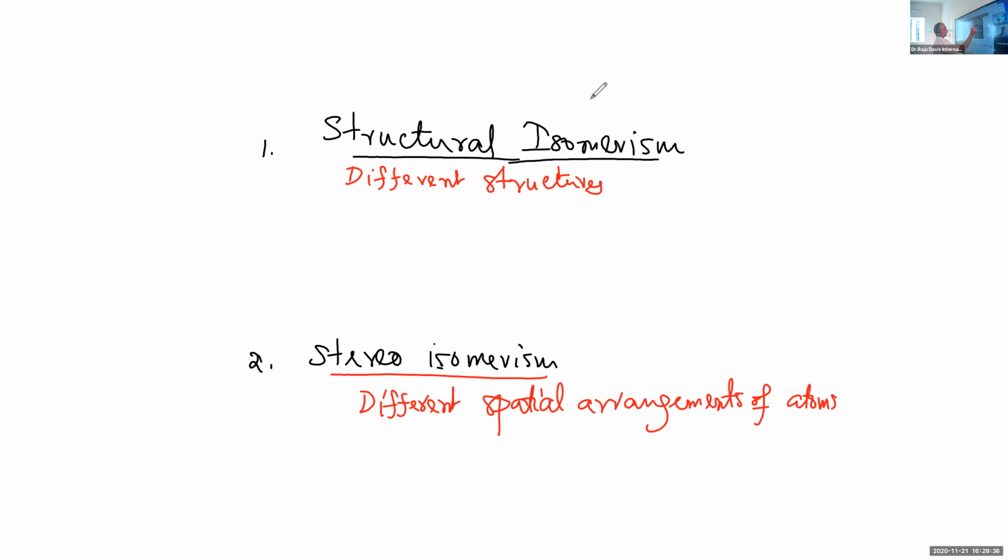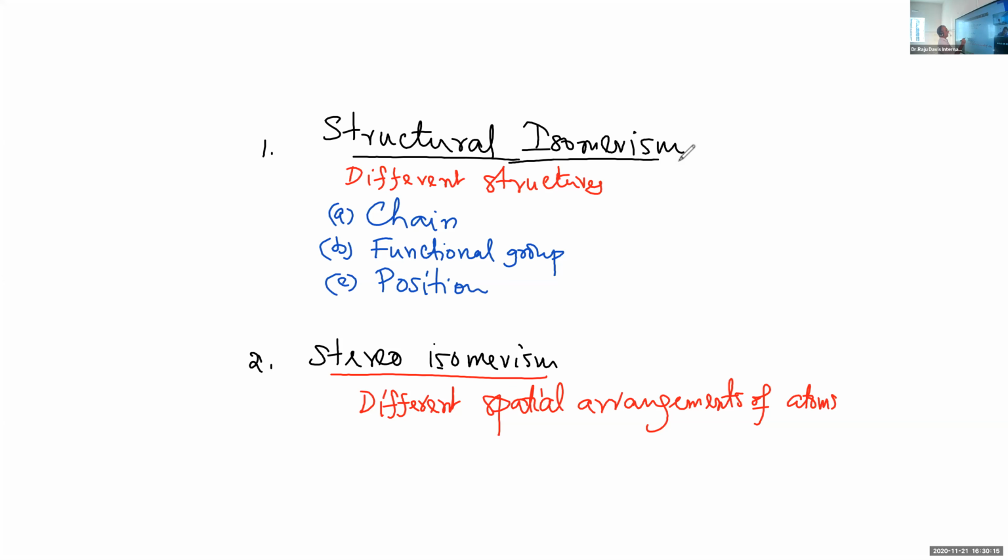Structural isomerism can be further classified into four types. One is called chain isomerism, that you studied in the 10th standard. Then the second is called functional group isomerism, or simply functional isomerism. Then C, position isomerism. And D, metamerism.